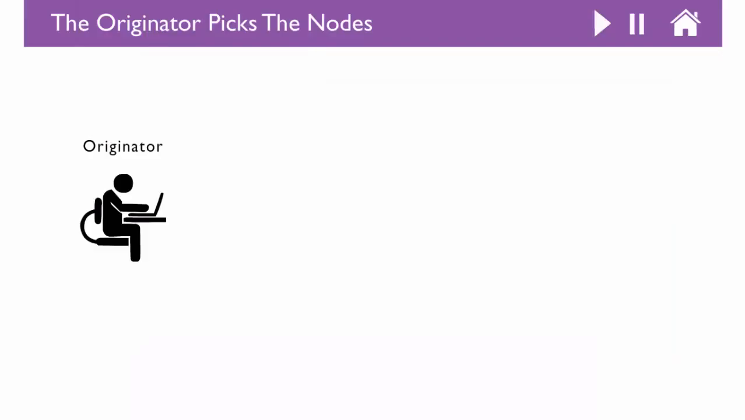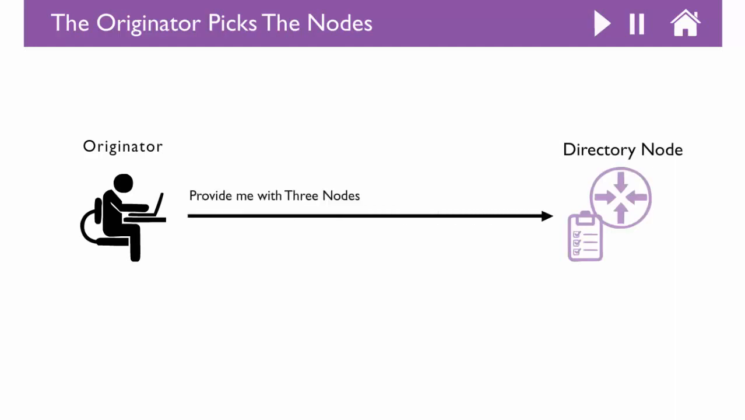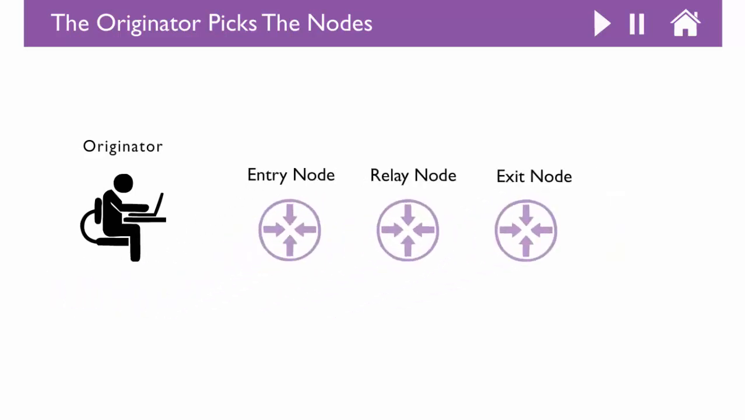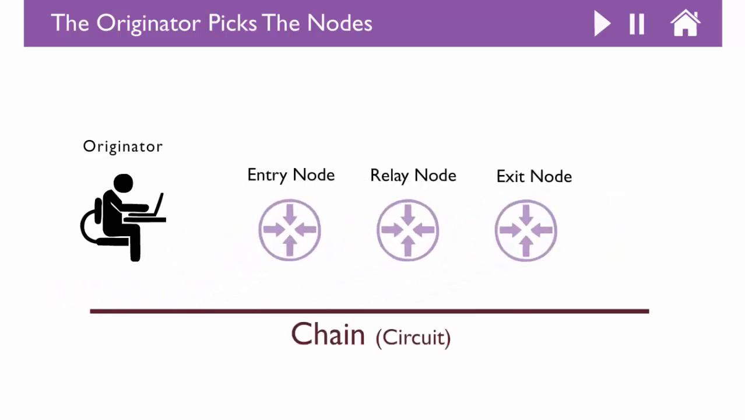The originator picks nodes from a list provided by a special node called the directory node. The chosen nodes are ordered to provide a path through which the message may be transmitted. This ordering of the nodes is called a chain or a circuit.